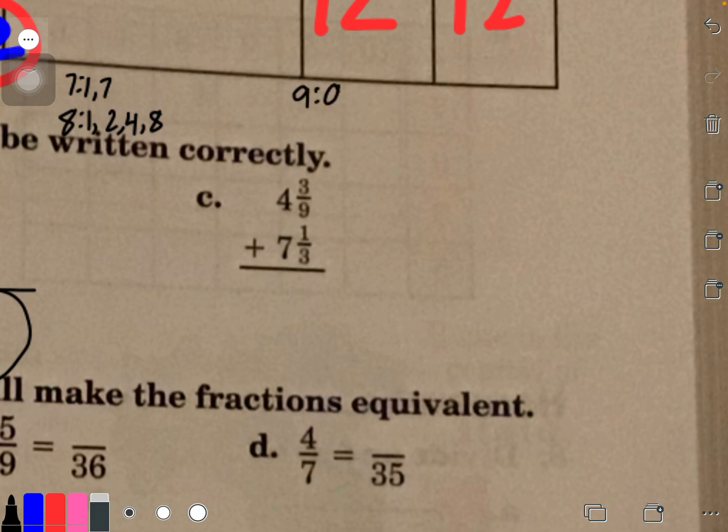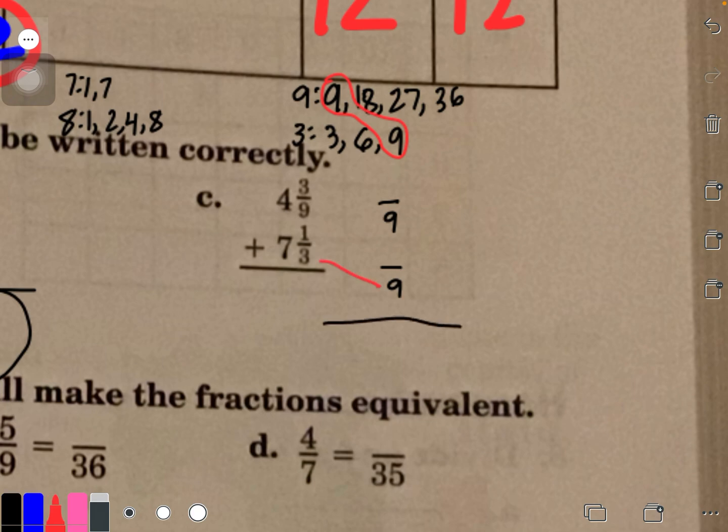The multiples of 9 are 9, 18, 27, and 36. I'll just do the first 4. The multiples of 3: 3, 6, 9. I found something they have in common already. 9. Okay, so I'm going to do this. 9, 9. Alrighty. What did I multiply to 3 to get 9? I multiplied 3. So that means here I have to multiply 3.